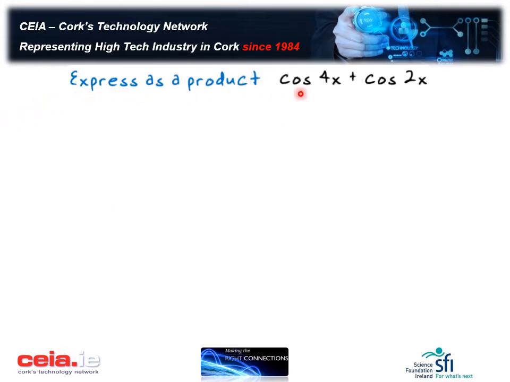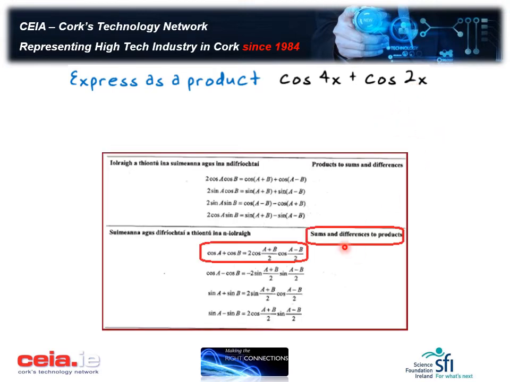Express as a product cosine 4x plus cos 2x. So what is it we're trying to do here? We have an addition or a sum, and we're trying to change it into a product. So we need the section on sums and differences to products. Okay, so we go to that section, and we see there are 4 equations, and we need to pick the correct equation out of this section relating to this problem.